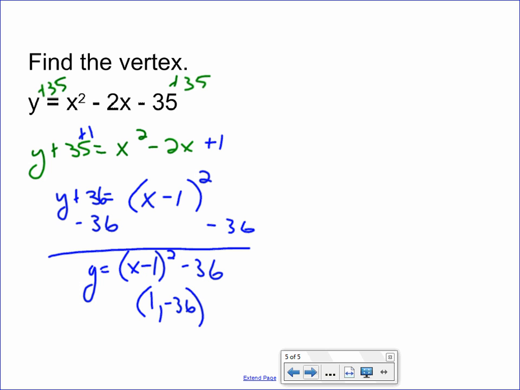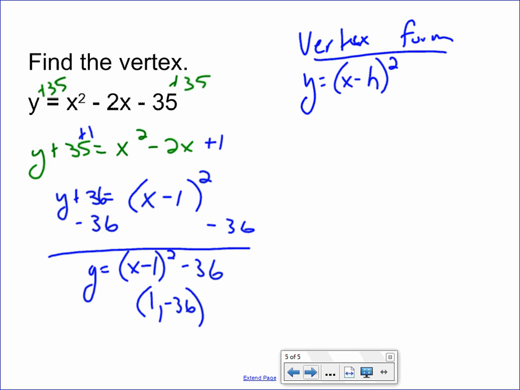Okay, so big idea when we're completing the square: vertex form. For a quadratic, y equals x minus h squared plus k, and your vertex comes out to be h, k.